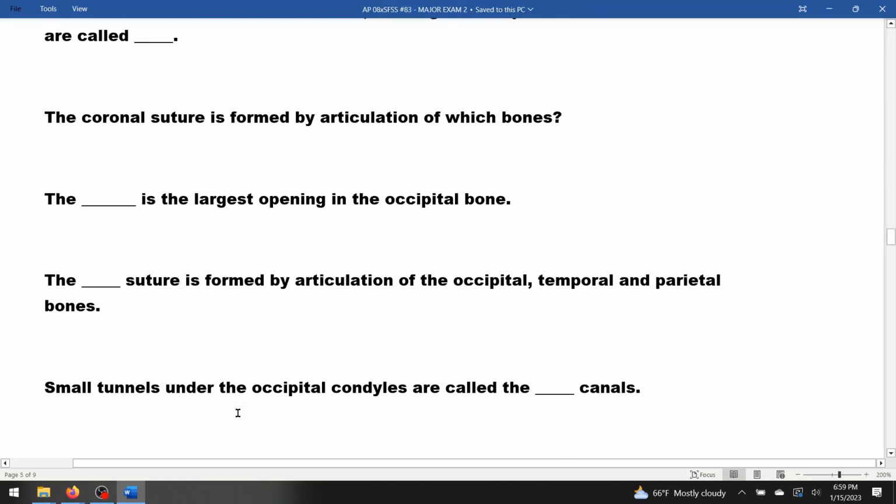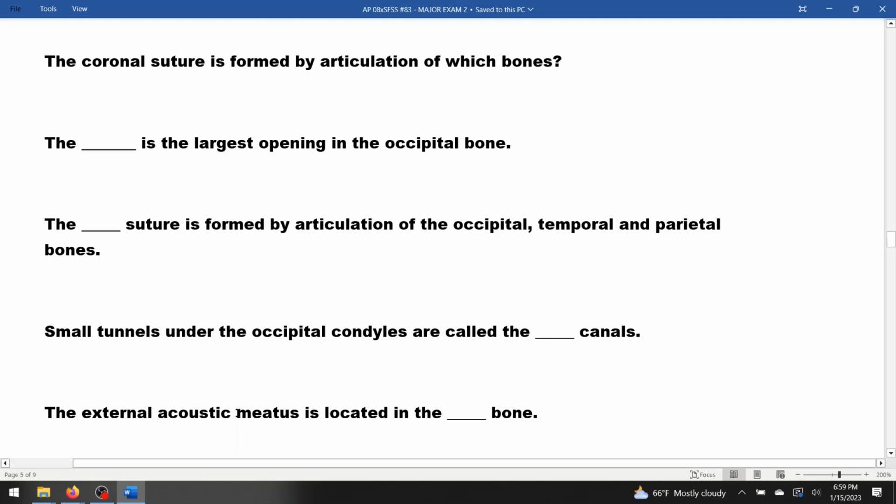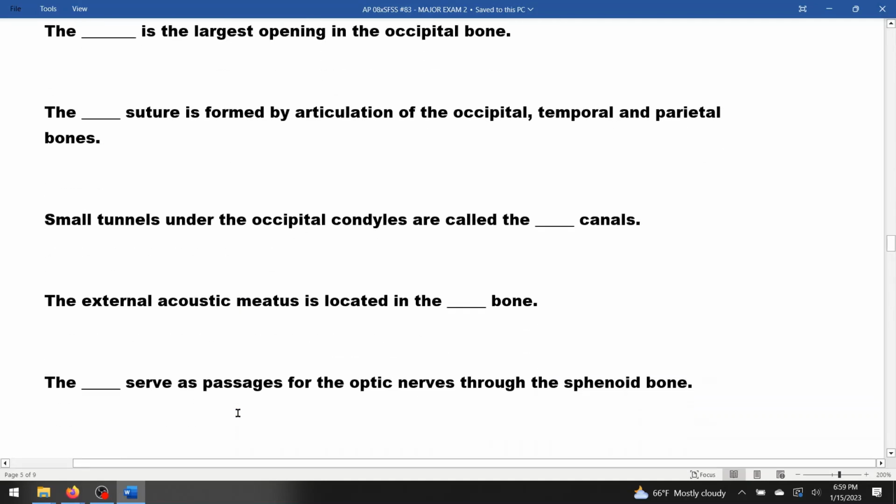Small tunnels under the occipital condyles are called the hypoglossal canals. Hypoglossal canals. The external acoustic meatus is located in the temporal bone. The blank serve as passages for the optic nerves through the sphenoid bone. Well, these would be the optic grooves or the optic canals.